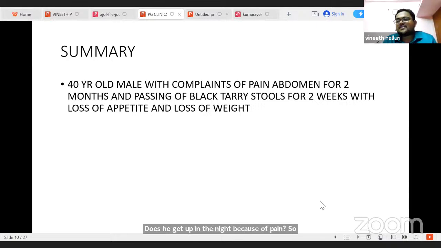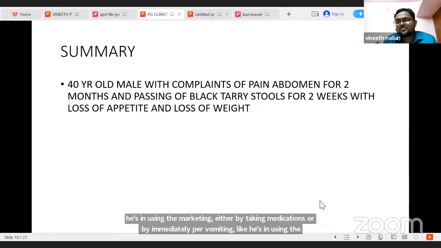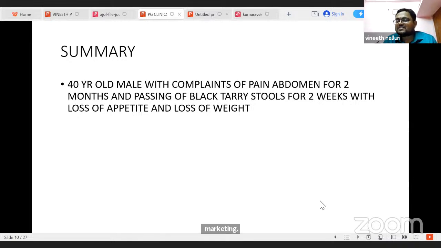Yes, ma'am. Pain is aggravated on intake of food and it gets relieved either by taking medications or by immediately vomiting, ma'am. He is self-inducing the vomiting. Vomiting is not there per se, but patient is inducing the vomiting, which is non-bilious and it contains partially digested food.